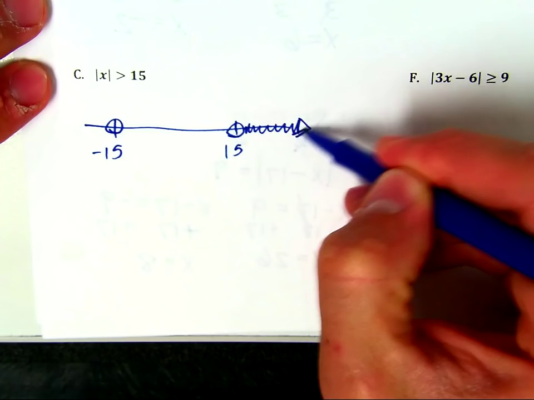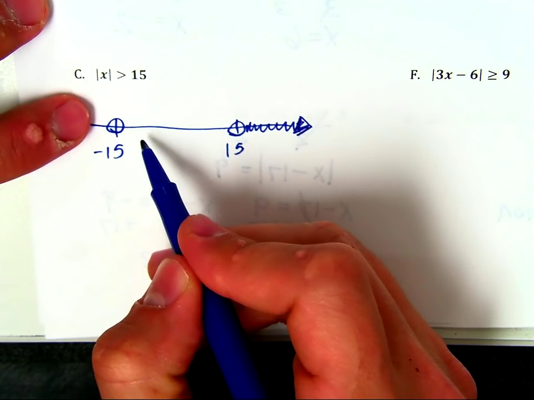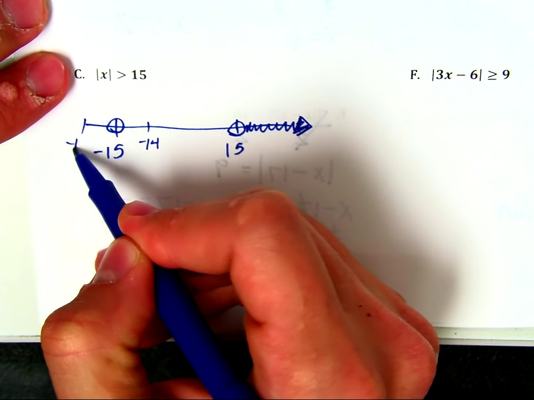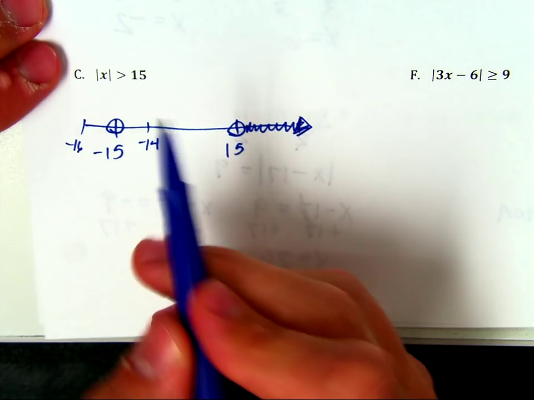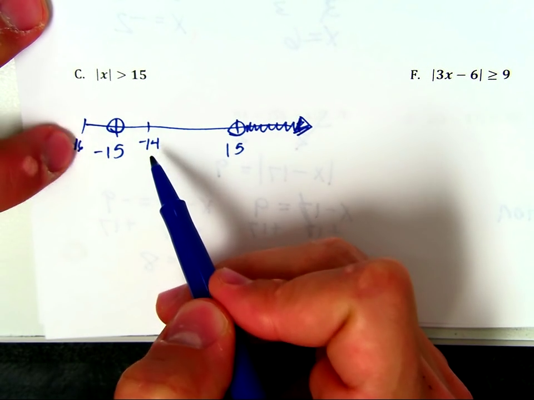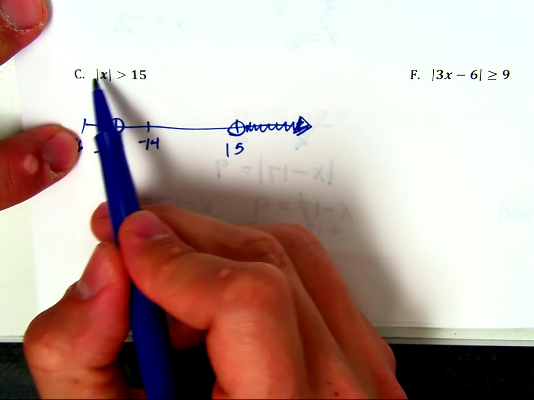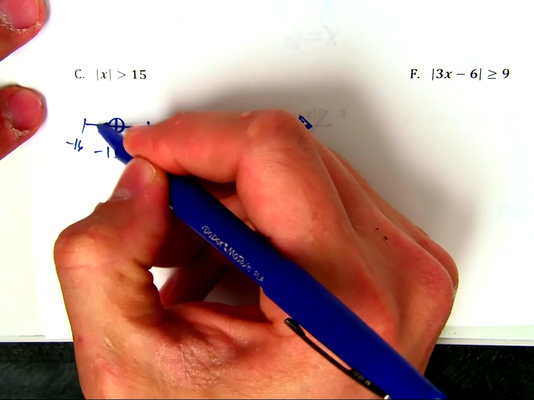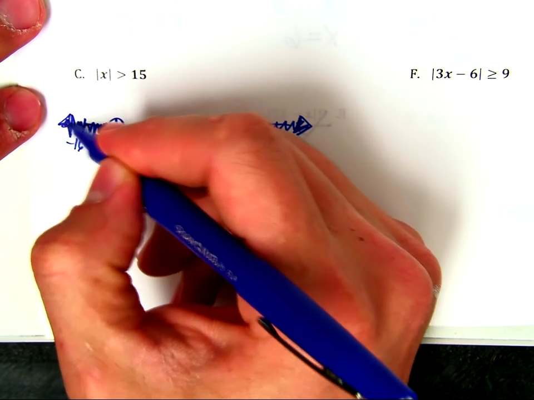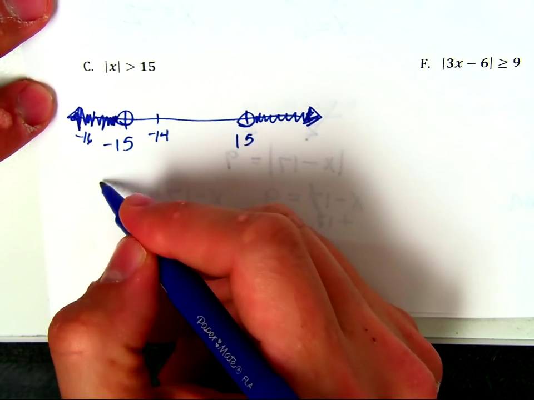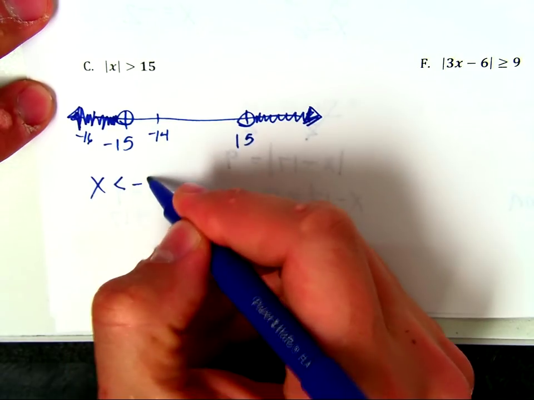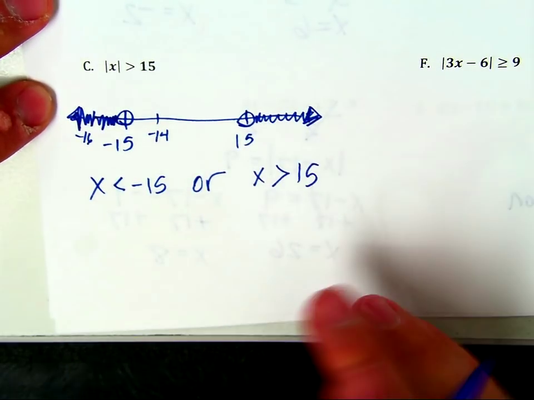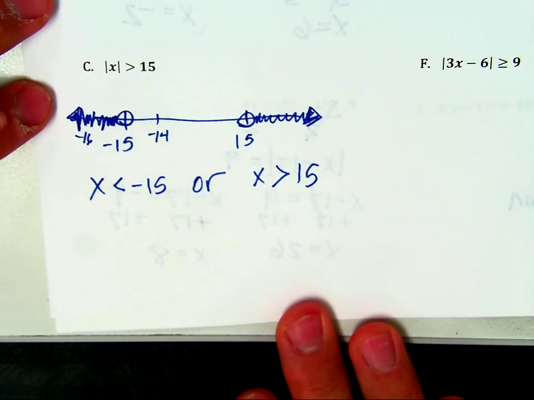If you look at negative 15, negative 14 is right here, and negative 16 is right here. When you take the absolute value of either one of those numbers, which one is greater than 15? Well, negative 16 is, so we shade over here. So my answer is x is less than negative 15 or x is greater than 15.